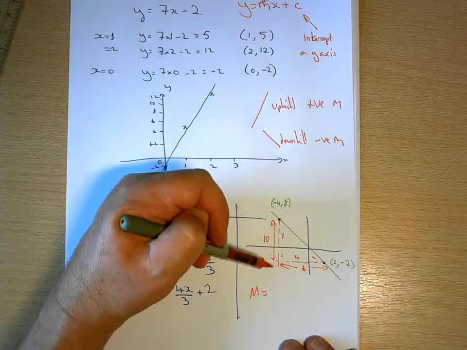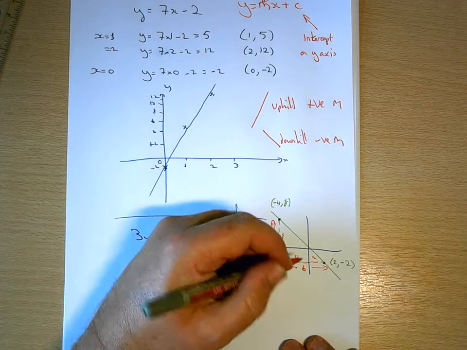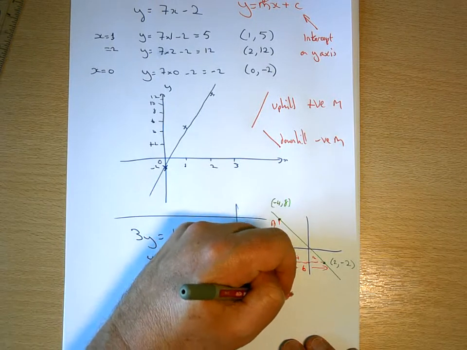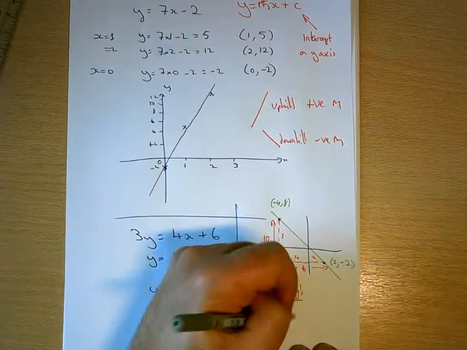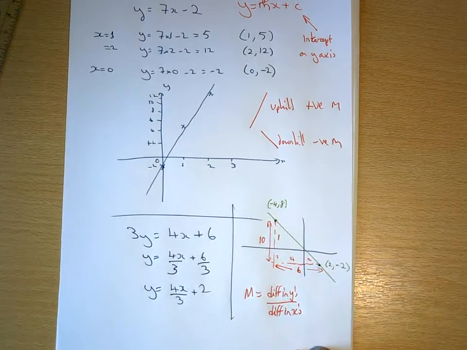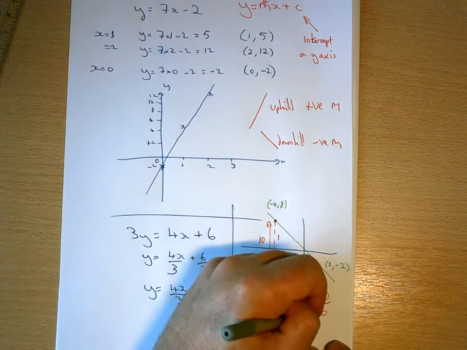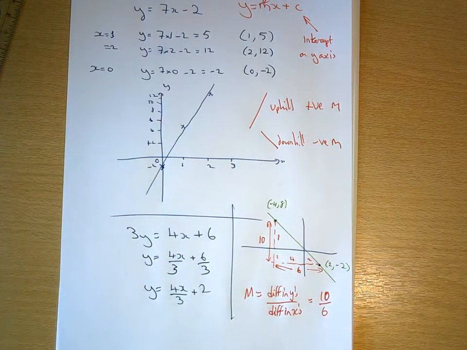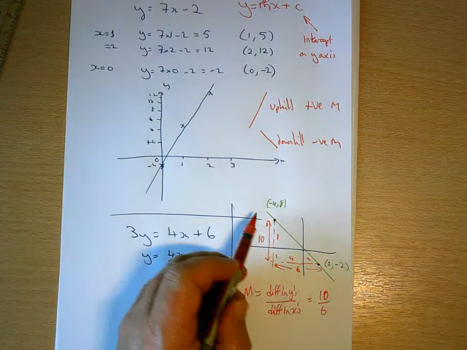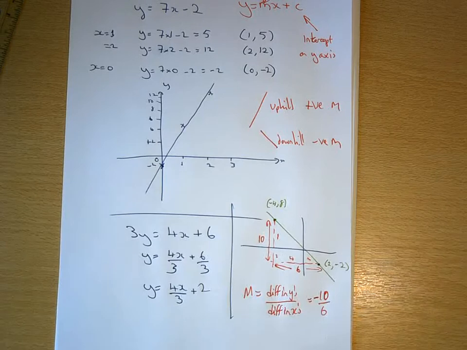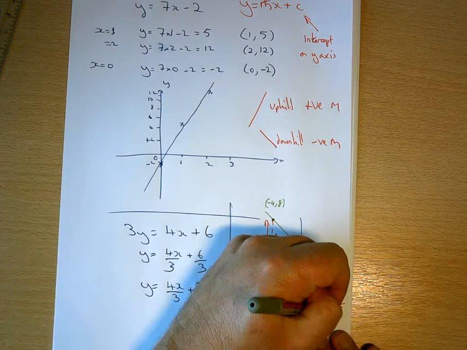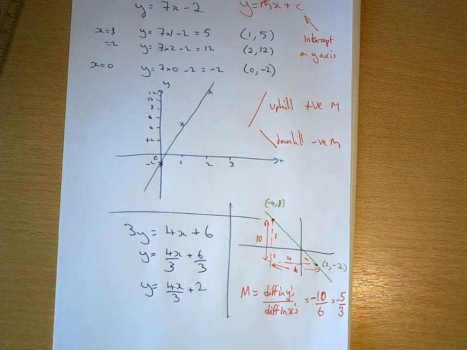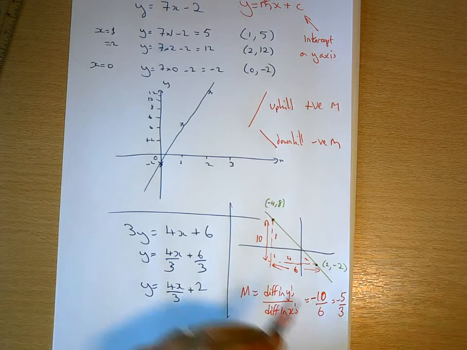To work out the gradient, it's the difference in y, so it's your vertical difference in y coordinates, over your difference in x coordinates. So in this case, that's 10 over 6. So that's the gradient, apart from, because we've got a downhill slope here, I know that that gradient is negative, and I can simplify that because both of those divide by 2. So that simplifies to minus 5/3.